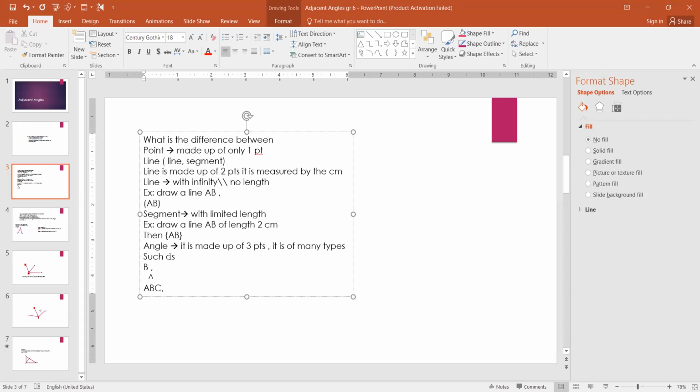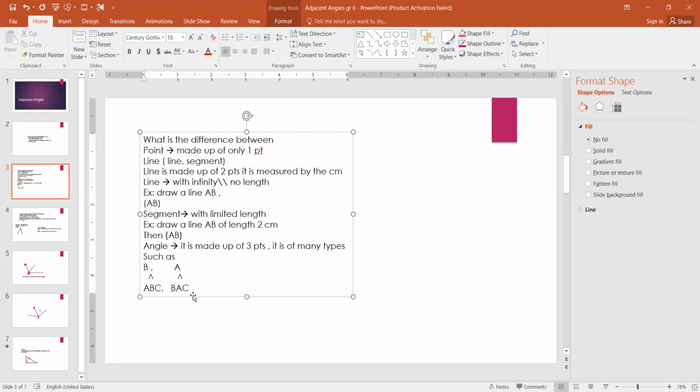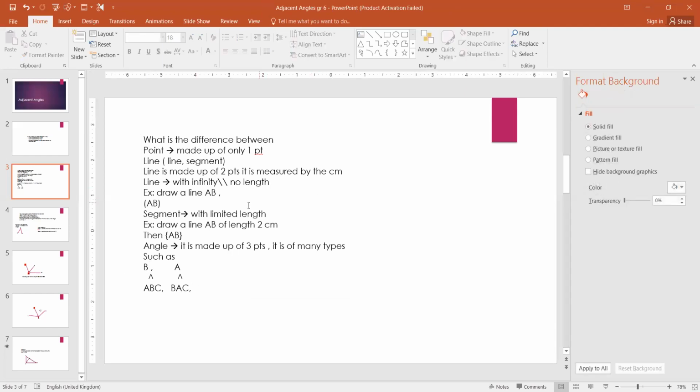Suppose I'm writing an angle A here. You can't start with it. It must be like BAC, for example, of course adding the sign here. Etc. Okay.